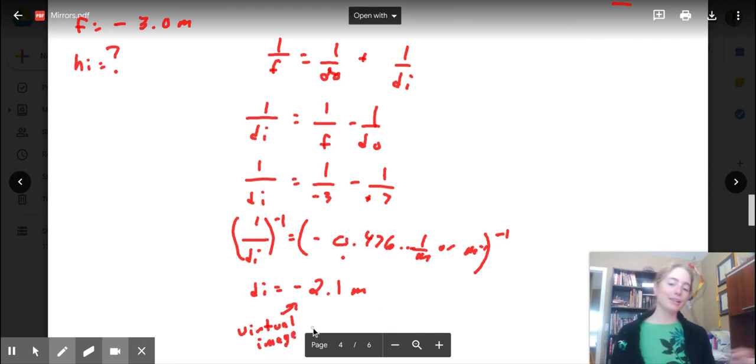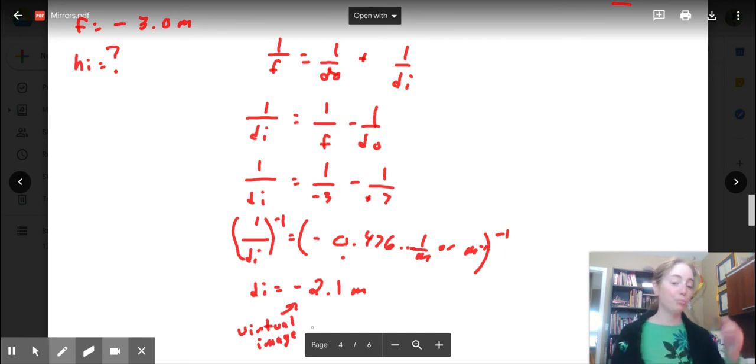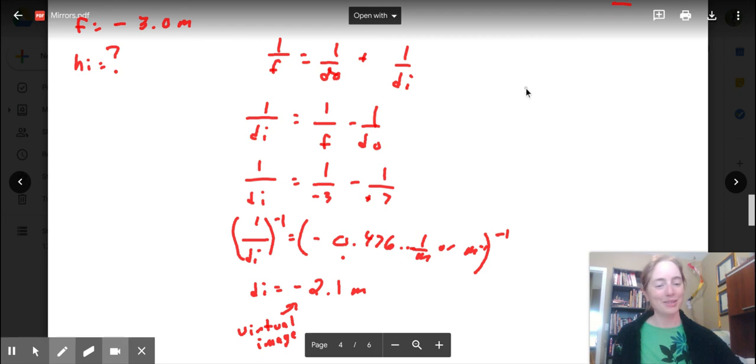Now, remember, ladies and gentlemen, that a virtual image with a mirror means it's going to be on the opposite side of that mirror. Okay. So, next piece, ladies and gentlemen, is we're going to do our step 2. That was our step 1. Step 2 is going to be using our other equation.